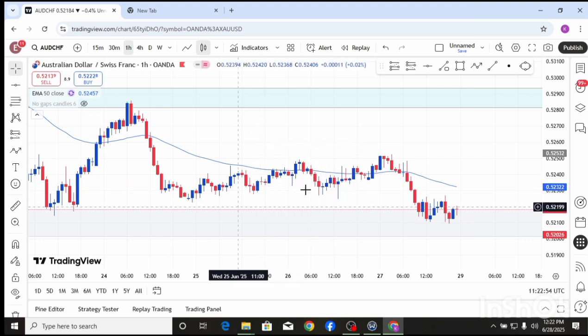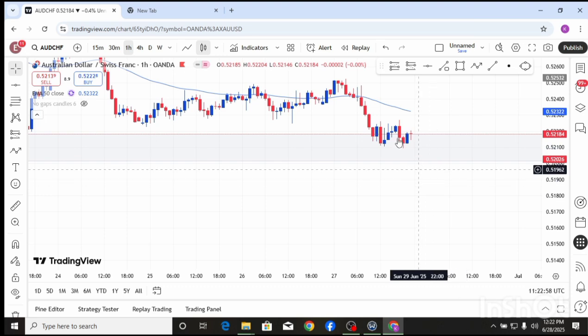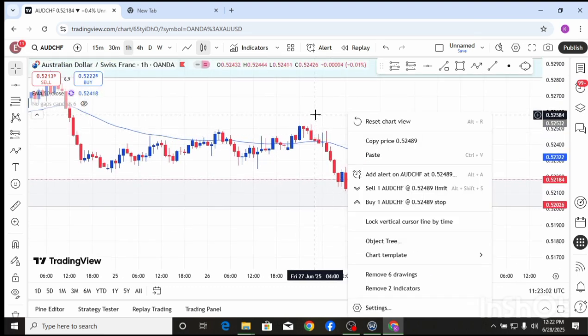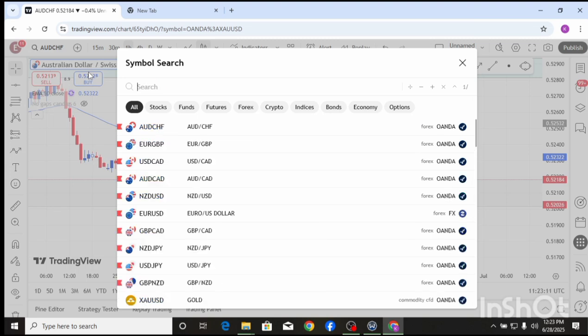So now this week we're expecting the market to break this low, retest and continue, or have a major or a minor pullback either to this level or here, and then we'll continue the sell to the downside. So that is just basically it for AUD CHF.